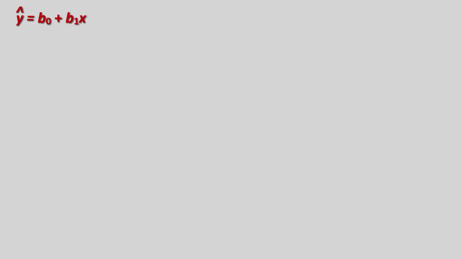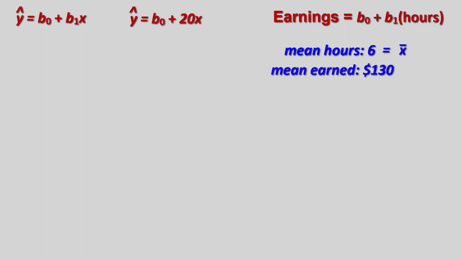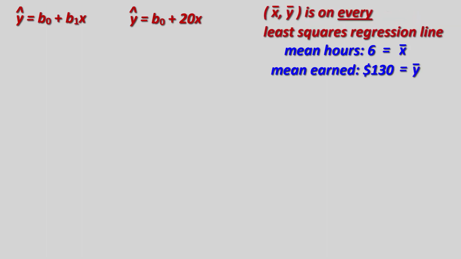Suppose we wanted to calculate a least squares regression line to predict earnings for a waiter at a more modest restaurant. Using the slope formula, the slope came out to be $20. The mean shift worked was 6 hours. This mean is x bar. The mean money earned in a shift was $130. This mean is y bar. The point (x bar, y bar) is on every least squares regression line because of the formula calculating the y-intercept.